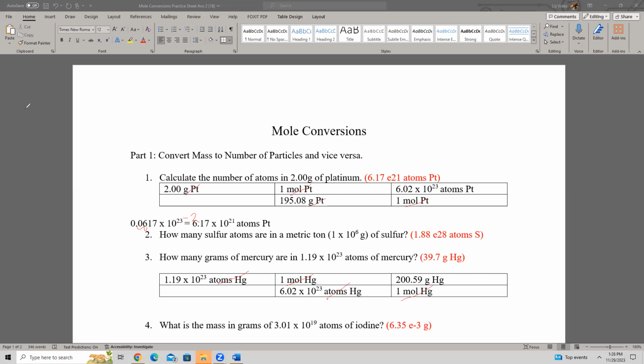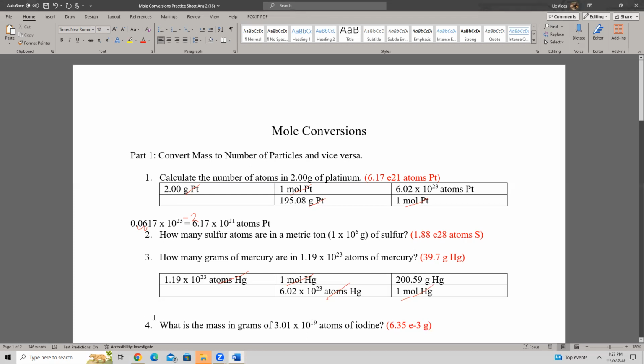Which is all we have to do now: multiply, divide. To do this, again, just do the multiplication like you would on normal paper. It'll be 1.19 times 200.59 divided by, let's do equals first. Mine came to 3.96, divided by 6.02. All right. And you get 3.965, right?